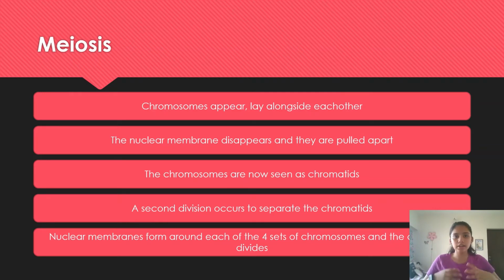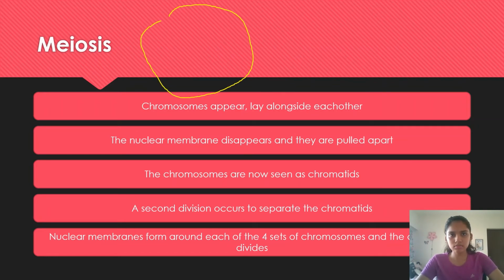Okay, so now we're going to look at meiosis. So first what happens is in your cell, the chromosomes appear and lie alongside each other. So this is your nucleus. I'm going to use green for the mother and blue for the father. You have one long chromosome of your mother and one short chromosome of your mother. And you have one long chromosome of your father and one short chromosome of your father.